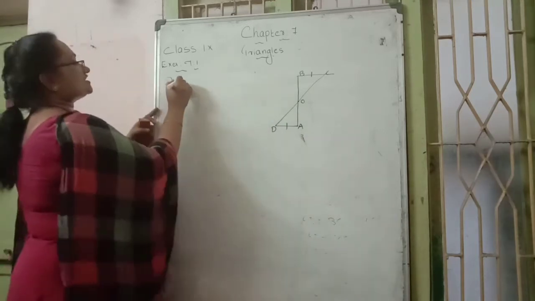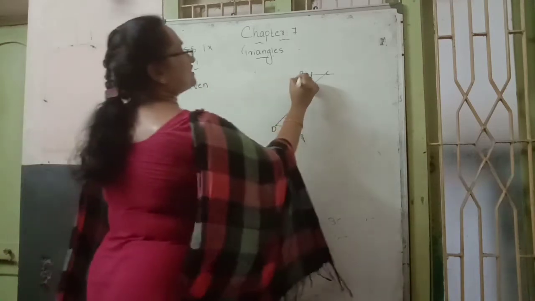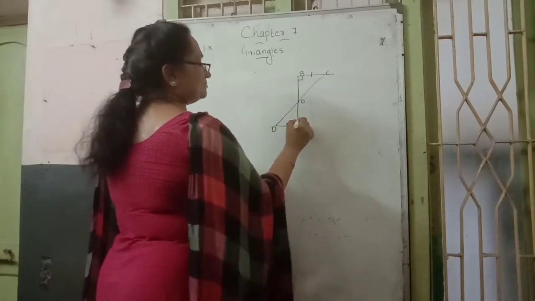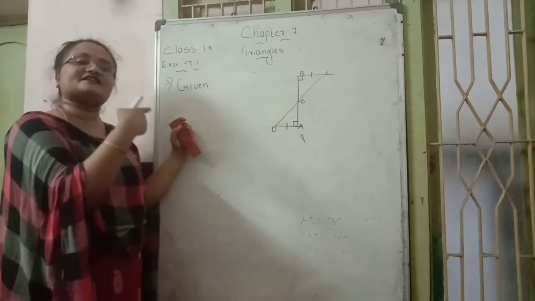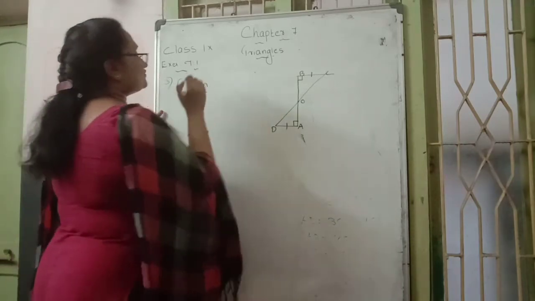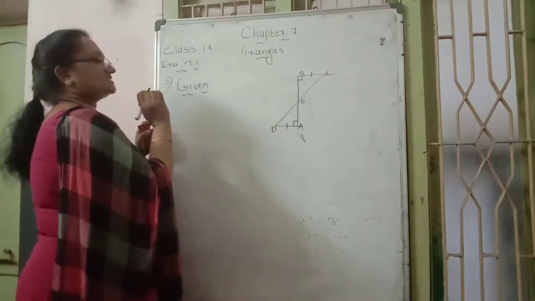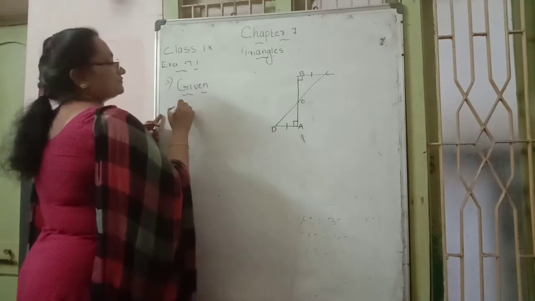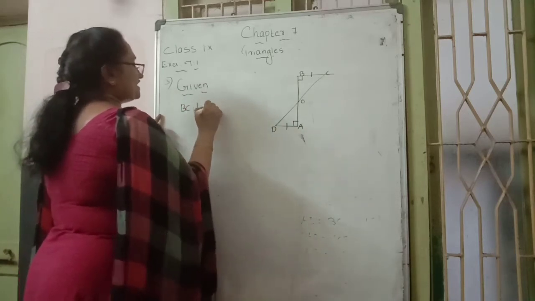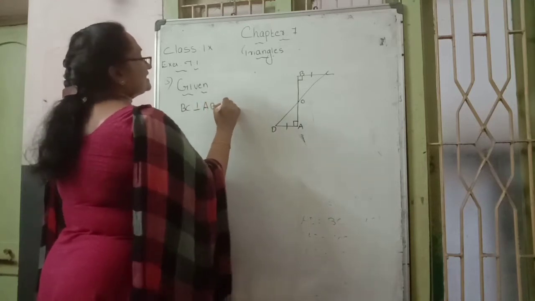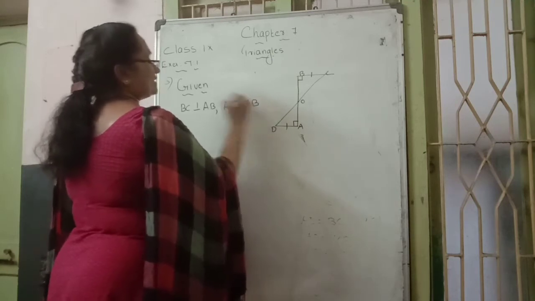So how to prove? First, here three cases and extra construction note. In the same way, here they mark angle B and angle A as 90 degrees. This matter is also marked in the diagram. In the given case, what information can we write here? We can write that in the given: BC line is perpendicular to AB side. Next, AD line is perpendicular to AB side.